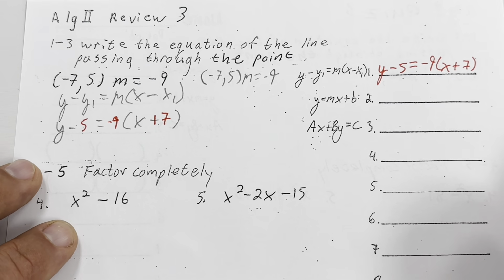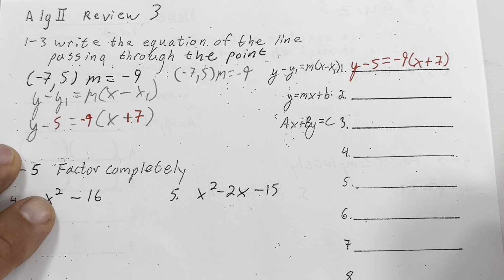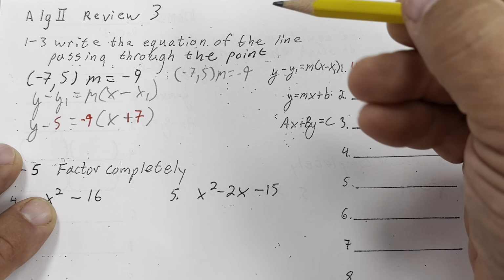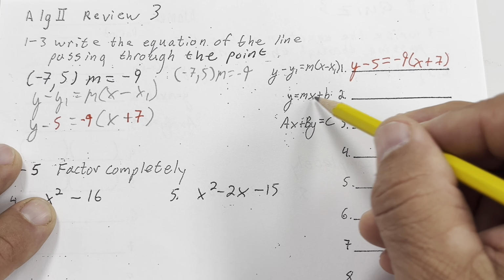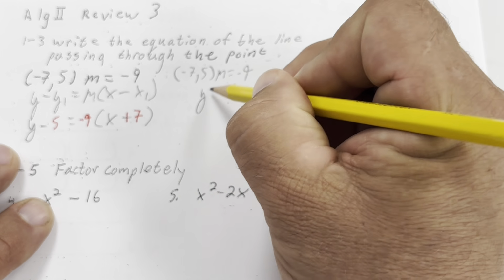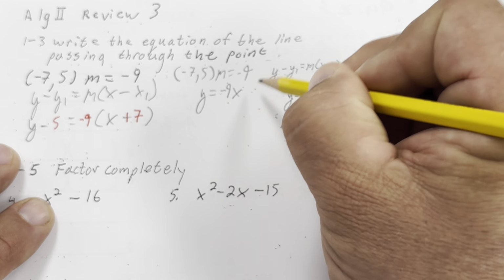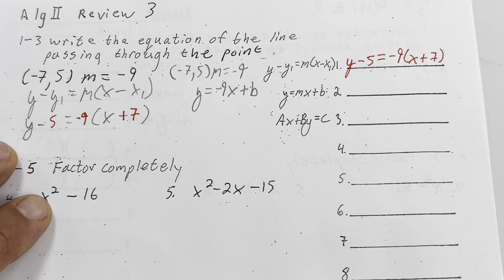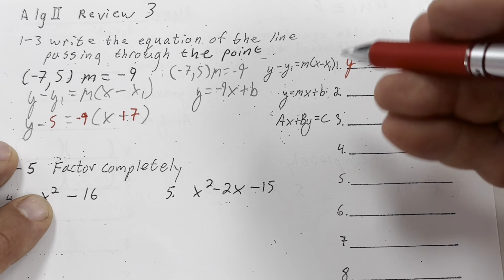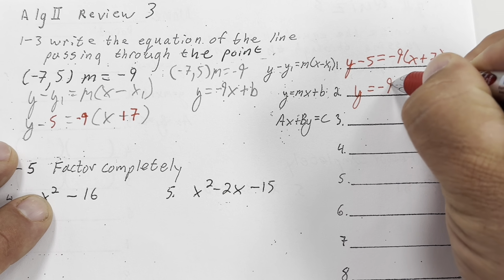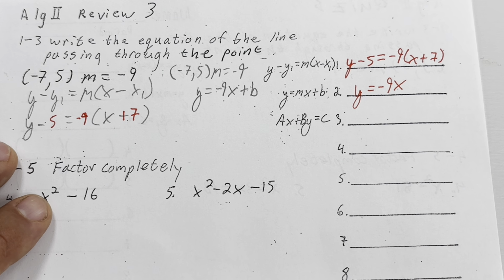And I'm going to try to put it in slope-intercept form. So I'm going to write down y equals mx plus b. So y equals negative 9x plus b. I'm almost done. All I need to figure out is what b equals. So I'm going to write down y equals negative 9x in case there's partial credit.